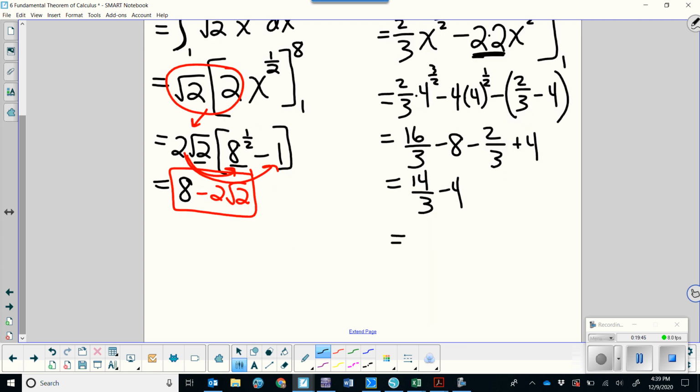And now, again, it's super easy because I just have my fraction, 14/3 minus 4. 4 in thirds would be 12 thirds. So 14 thirds minus 12 thirds is 2 thirds. So again, strongly suggest you work really hard at all of those fractional fractions that you add and subtract and so on. Okay, so that's actually all we're going to do in this video.